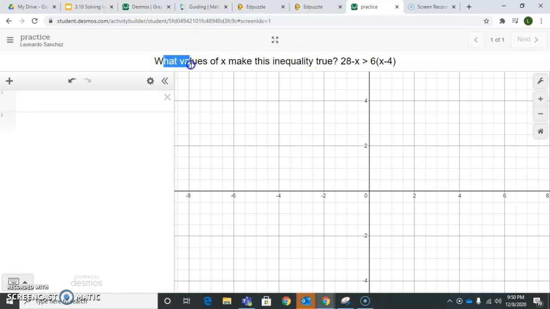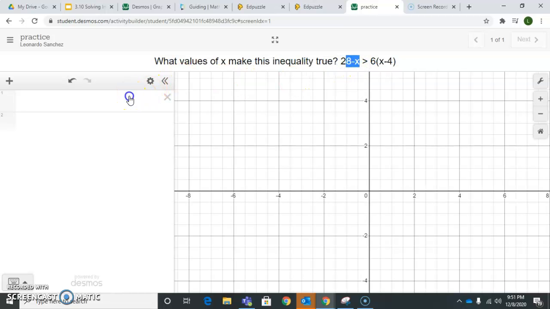So, our end goal, guys, is to solve a question like this. What values of x make this inequality true? Well, the inequality says 28 minus x is greater than 6 times x minus 4. Okay, so I want to know when this 28 minus x is greater than this number, 6x minus 4. So what I'm going to do to solve this, guys, is start by graphing the stuff I see on the left side.